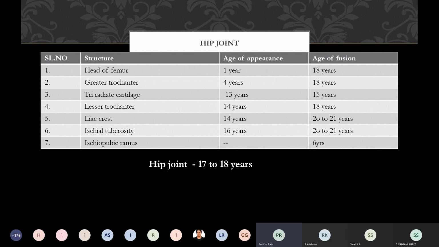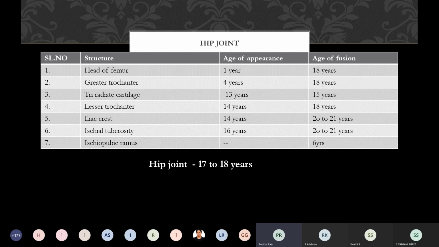So totally the hip joint, that is the hip bone and the femur, fuses at the age of 17 to 18 years. This is very important. So hip bone, that is the head of the femur, fuses at the age of 17 to 18. And when you go for the knee joint, just below it, it is 18 to 19. Okay. So don't confuse this. Hip is always 17 to 18 and knee is 18 to 19 and again ankle is 17 to 18.